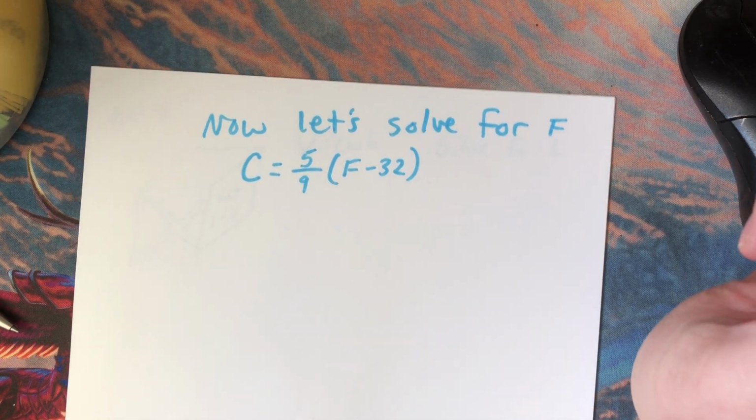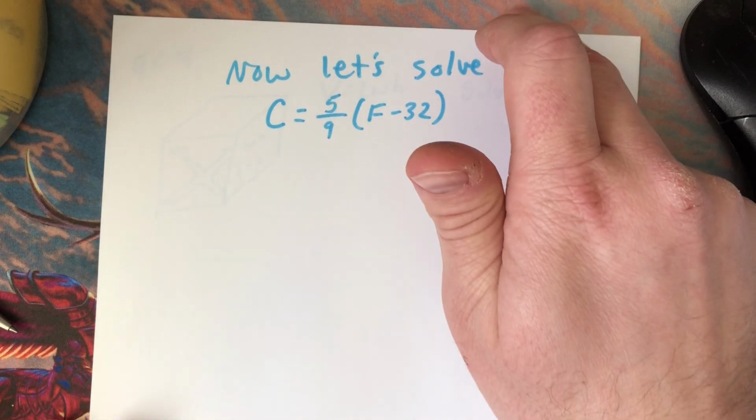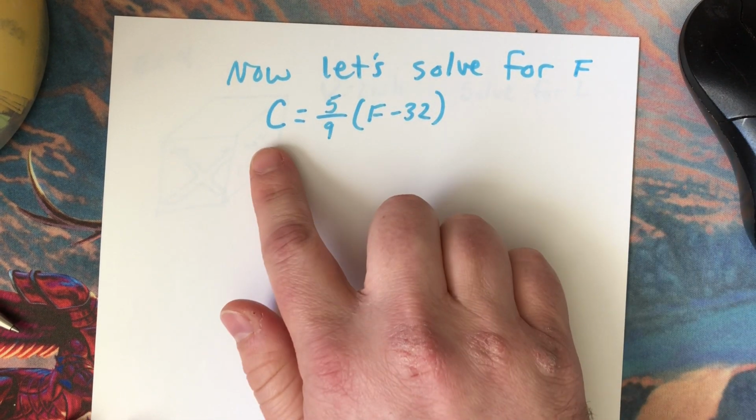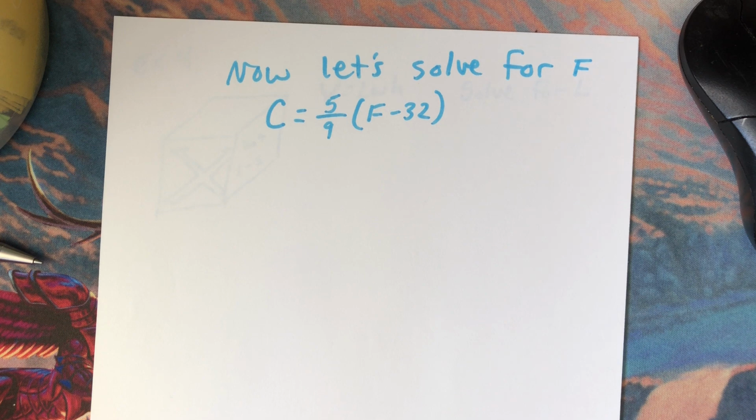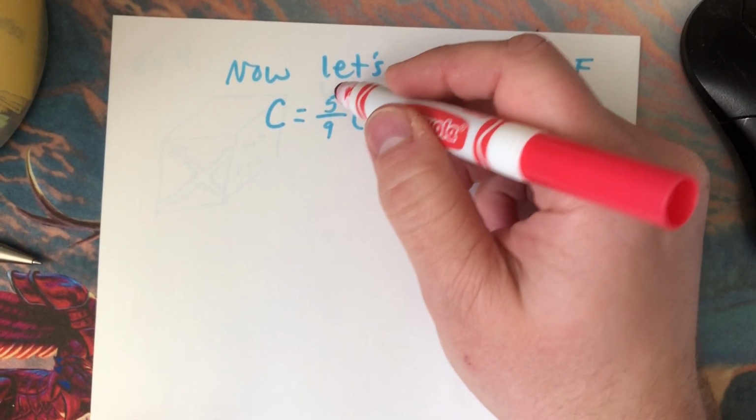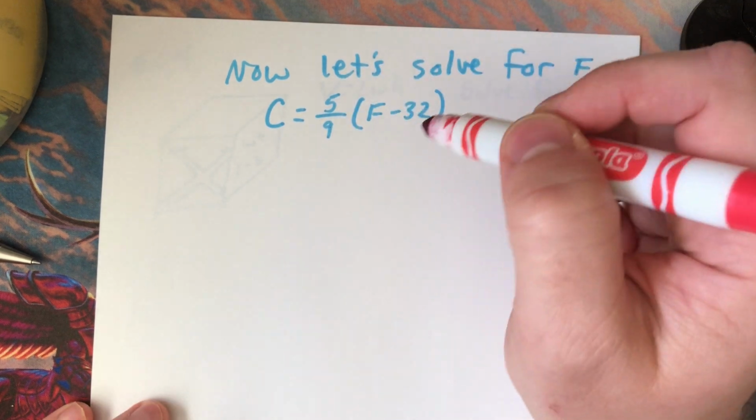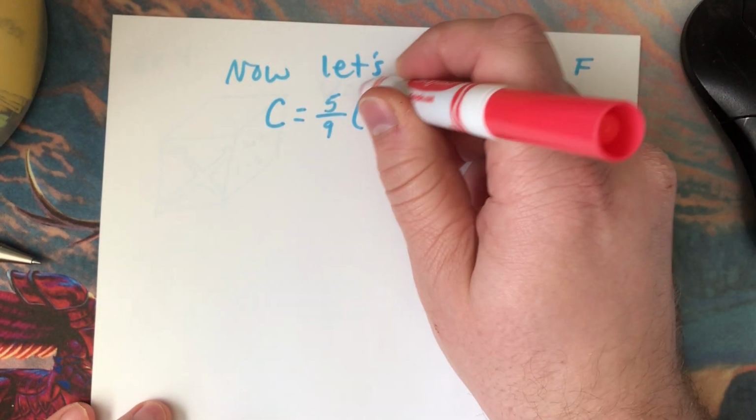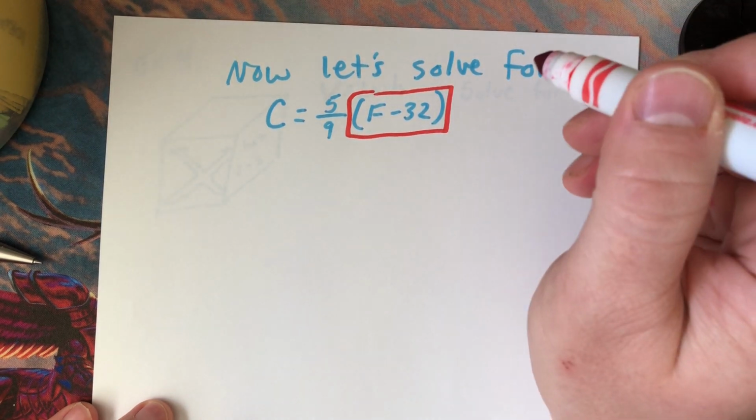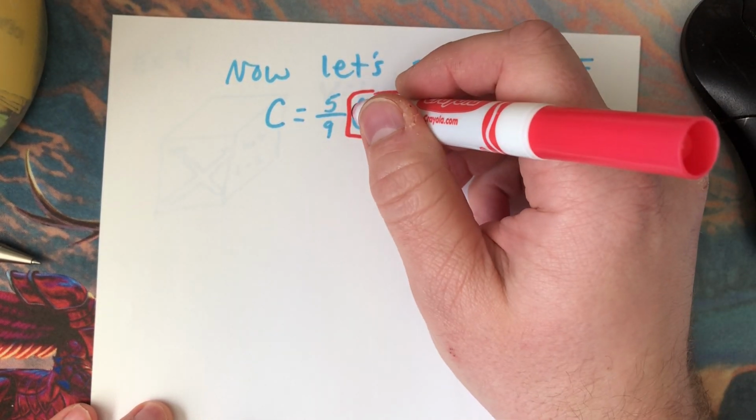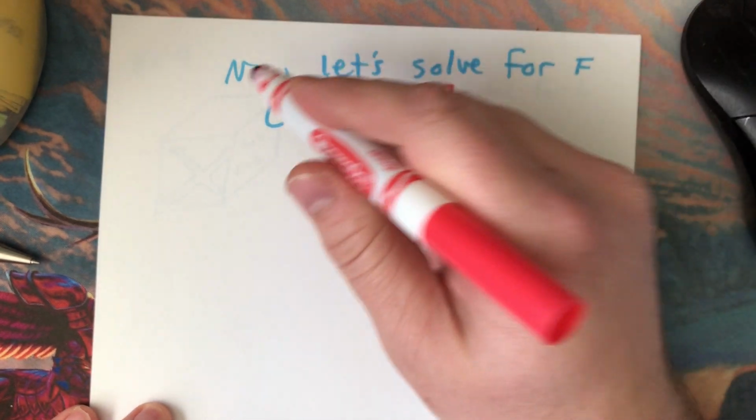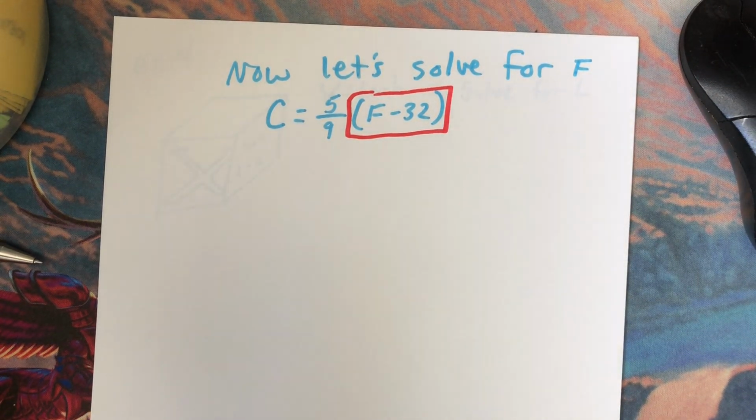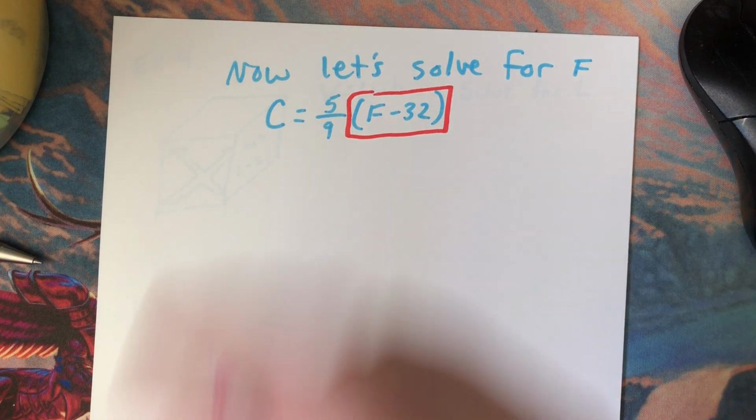So let's talk about how we would actually take this and solve it for F, so that instead of saying C is equal to a bunch of stuff with F, we'll be able to say F is equal to a bunch of stuff with C. We'll be able to do reverse stuff. So we've got to talk about how we clear fractions out of an equation. We have this block of parentheses, and we're not really concerned with that. It's 5/9 times that block. A way that we clear out fractions is we multiply both sides by the denominator of those fractions.